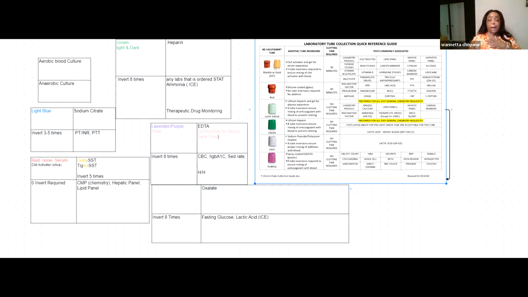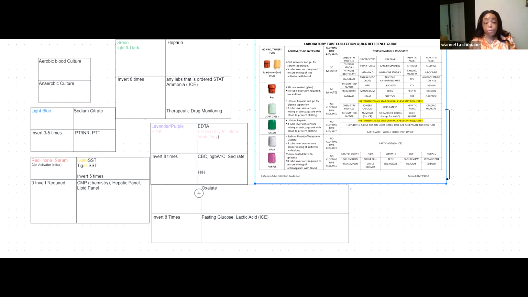So our green top tube additive is oxalate. But as you can see on your form, the additive is like 4 words. It's sodium fluoride potassium oxalate. And if you remember looking at the label on the gray top, it says that on the gray top. But just know, if you want to cut it short, that's your oxalate tube.